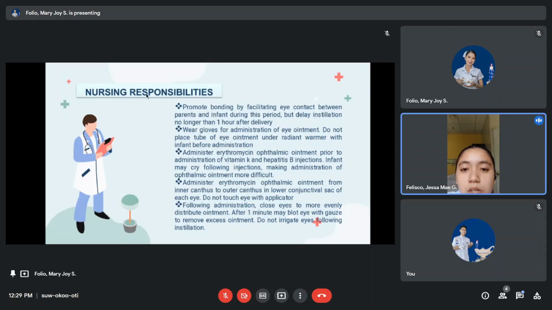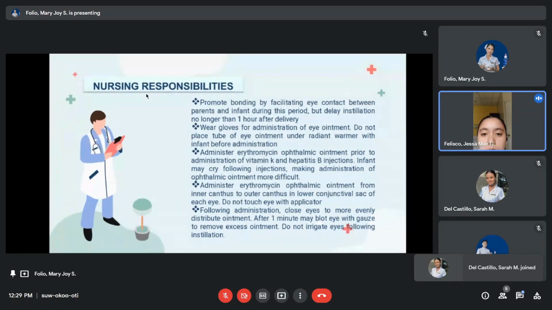Next is administer erythromycin ophthalmic ointment from inner canthus to outer canthus and lower conjunctival sac of each eye. So do not touch the eye with the applicator. Lastly, following administration, close the eyes to more evenly distribute the ointment. After 1 minute, may blot the eye with gauze to remove excess ointment. Do not irrigate the eyes following instillation. Next slide, please.